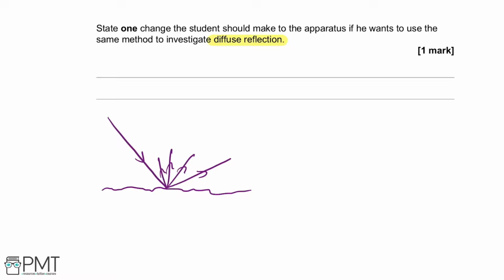So all we're going to do for that is we're going to replace the mirror, because that's a plane reflective surface, and so it's all one plane, it's smooth. We're going to replace the mirror with an irregular reflecting surface.